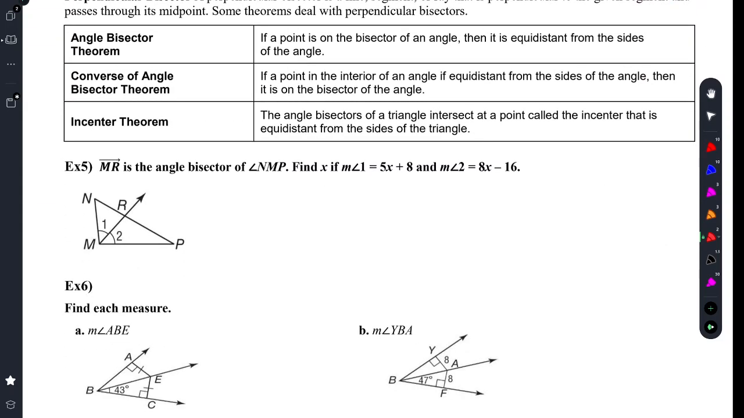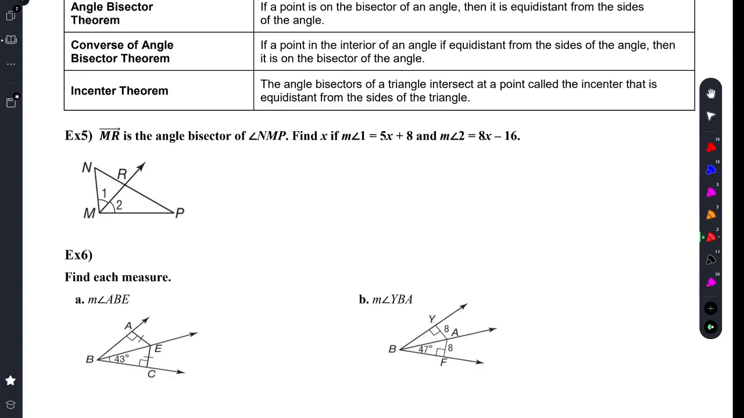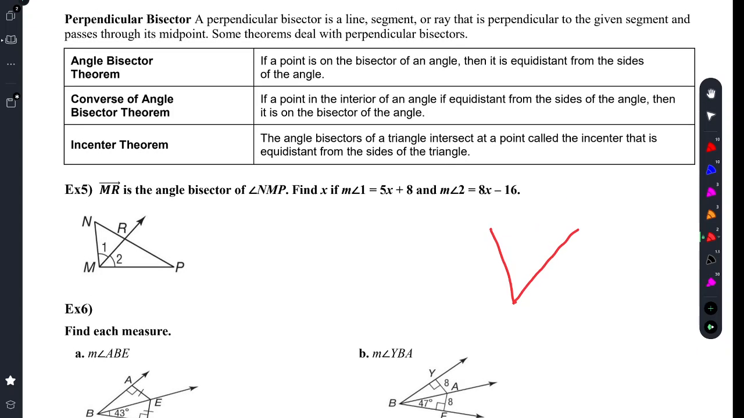Okay? Angle bisector theorem. All right? So let me explain what an angle bisector is. We're going to learn how to construct it next chapter. Angle bisector theorem: if a point is on the bisector of an angle, then it's equidistant from the sides of the angle. All right? From the sides of the angle. So let me explain that. If I have this angle, right? And that point, this line right here is going to bisect this, right? And what we're saying is pick a point on that line. It will be equidistant from both sides.